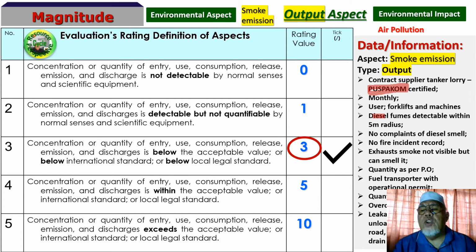And what else is related to smoke emission? Well, diesel fumes are not really smoke emission, but we would regard them as one of the aspects related to smoke. Probably unburnt fuel might be there. Now, no complaint of diesel smell, no fire. Now, look, this is the one. The smoke is not visible, but people can smell it. No smoke, almost smokeless, but I believe there would be some traces.